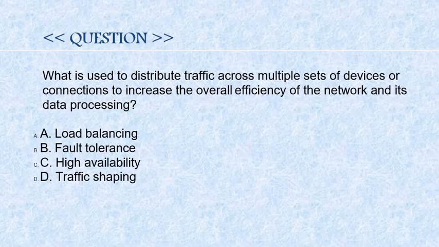The next question is, what is used to distribute traffic across multiple sets of devices or connections to increase the overall efficiency of the network and its data processing? The options are option A, load balancing, option B, fault tolerance, option C, high availability, option D, traffic shaping. The correct answer is option A.